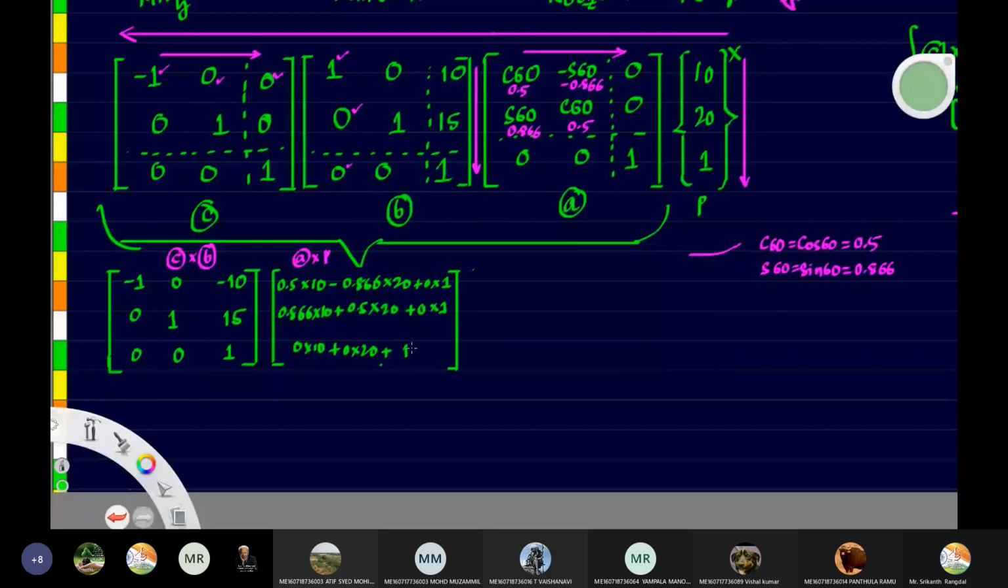Okay, so what will be the result of this? So this matrix will remain the same: minus 1 0 0, 0 1 0, minus 10 15 and 1. Okay, this matrix will remain the same. Next we have to actually combine this into a column matrix.